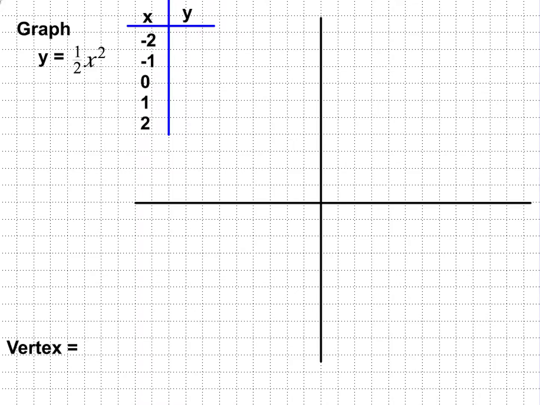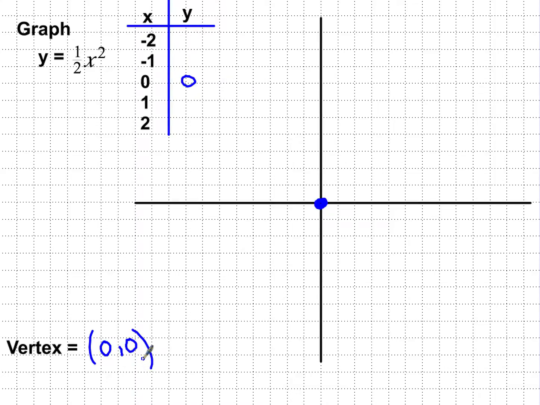So now I have y equals 1/2 x squared. So again, first step, find the vertex. Hopefully we notice right away that there are no extra numbers besides what's being multiplied by x squared. So my vertex is 0, 0, because there are no shifts going on.